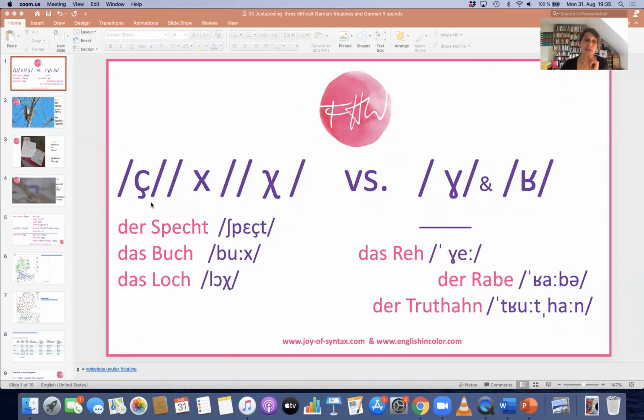Okay, so we're going to talk about the following three fricative sounds, as in Specht, and then Buch and Loch. And then we're going to juxtapose them with three different R sounds. Okay, here we go. The fricatives first.